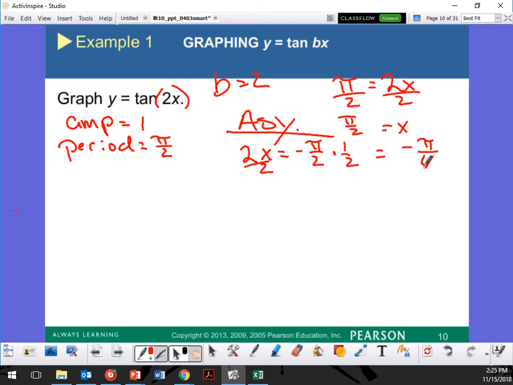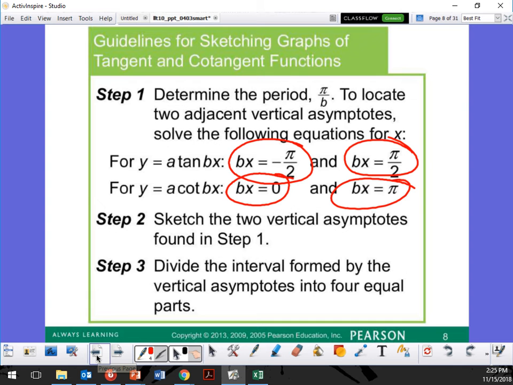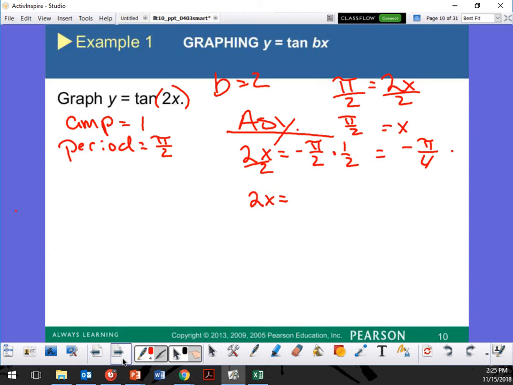So, I have an asymptote where? Negative pi over 4. Very good. Now, let's do the other side. So, 2x equals, what was the other asymptote? We're doing a tangent, right? At positive pi over 2. Divide by 2. So there's my asymptotes.